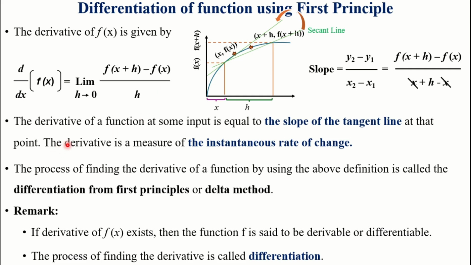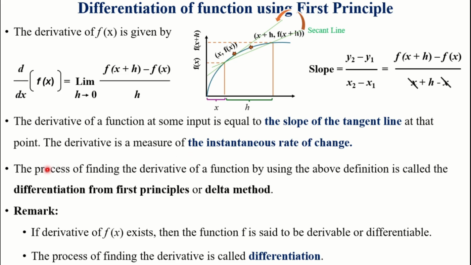The derivative of a function at some input is equal to the slope of the tangent line at that point. The derivative is a measure of the instantaneous rate of change. The derivative concept is used in physics for finding the speed of the movement, the rate of change.